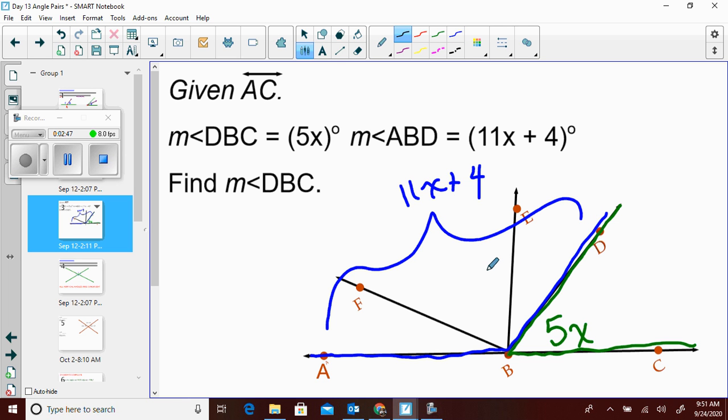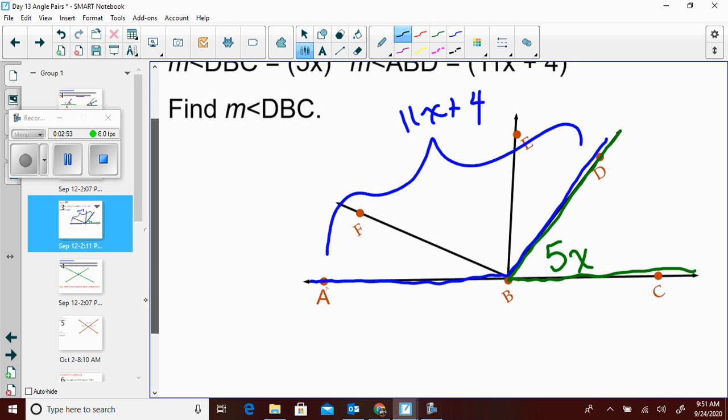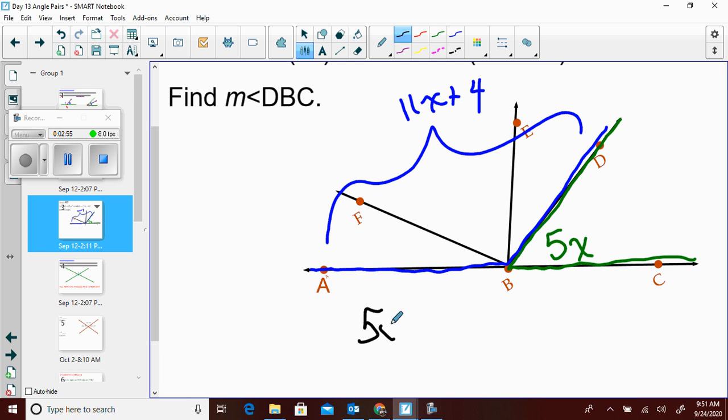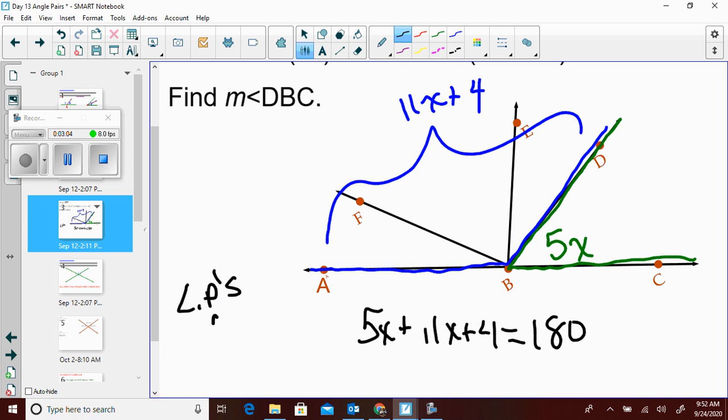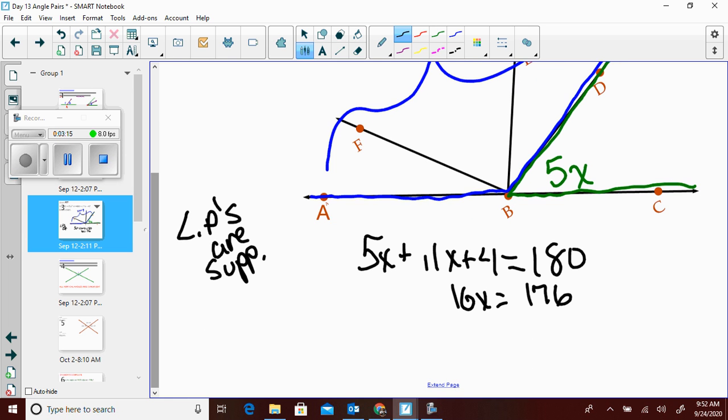Don't worry about anything in here. We're only talking about this angle here and this angle here. Those two angles together form a line, so that makes them a linear pair. So I have 5x plus 11x plus 4 is 180. The reason being linear pairs are supplementary. That's my reason. We always have to explain. So 16x is 176. X is 11.